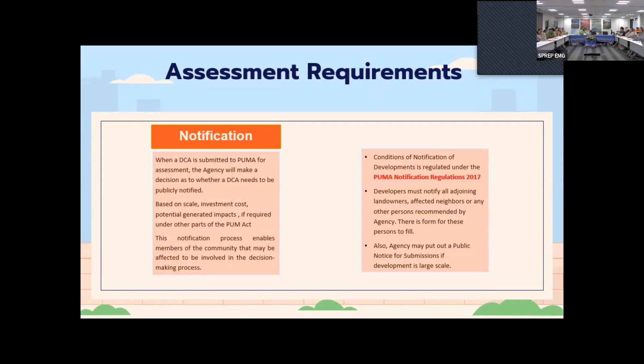If it's a development that's large scale or has national significance, then we need to elevate this notification to a public level. It has to be publicly notified for all people to have an opportunity to put in a submission if they feel they have a concern that needs to be addressed by your development. This notification process is also regulated under our PUMA notification regulations. Again, public notification of your DCA will be required based on the scale and the nature of your development.